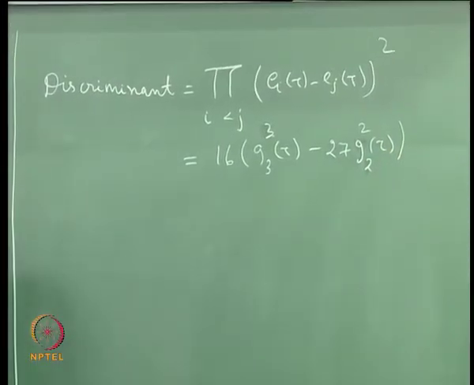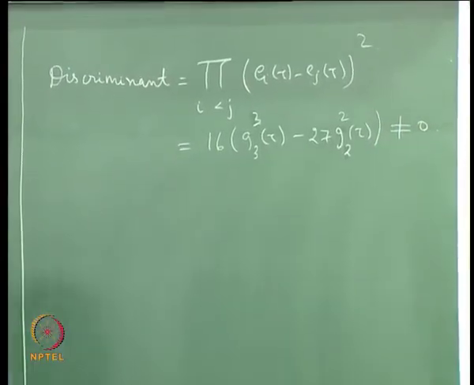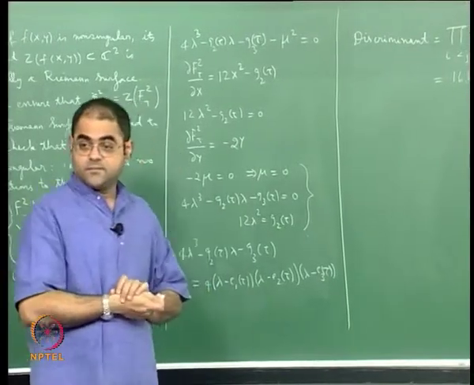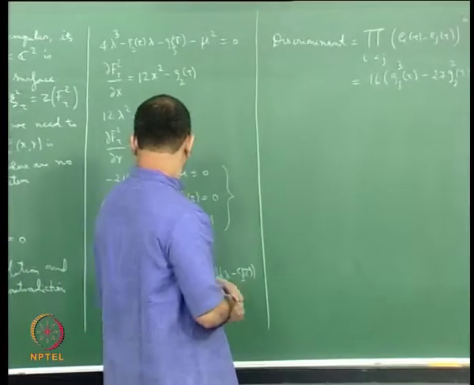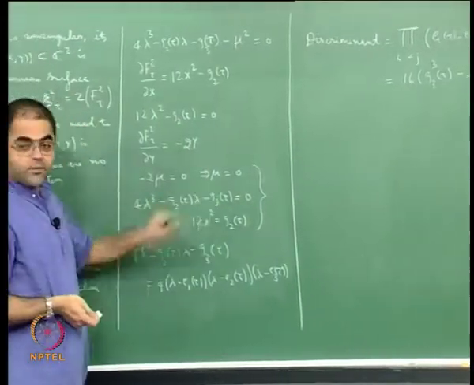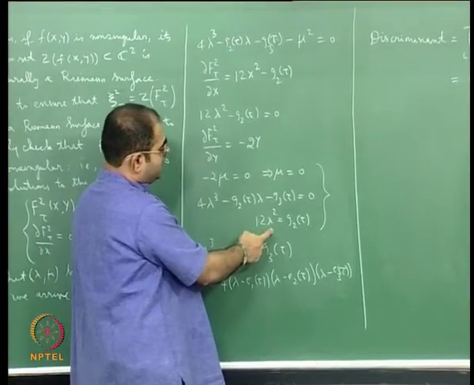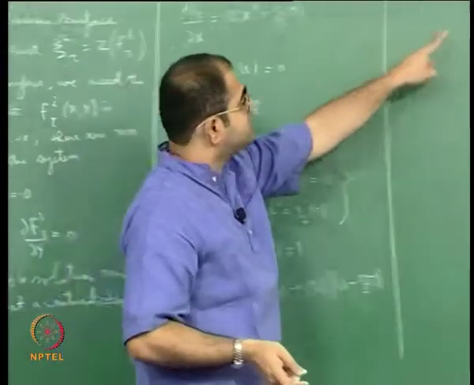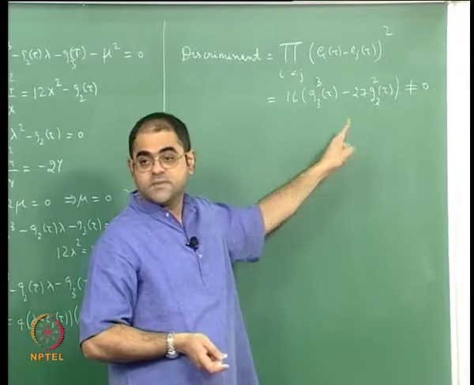So this is the discriminant, and the discriminant is not equal to 0. The discriminant is not 0 because all the e_i's are distinct. So you see, already mu is 0. If lambda is 0, what will that tell you? It will tell you that g2 and g3 are 0. If g2 and g3 are 0, then the discriminant is 0. That's a contradiction. So the first thing you can conclude from this is lambda is not 0.